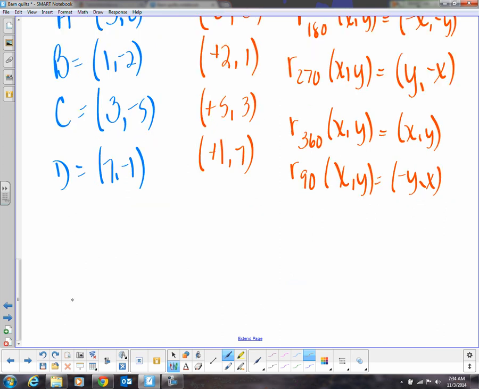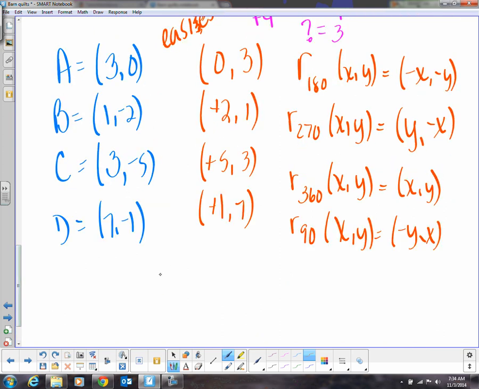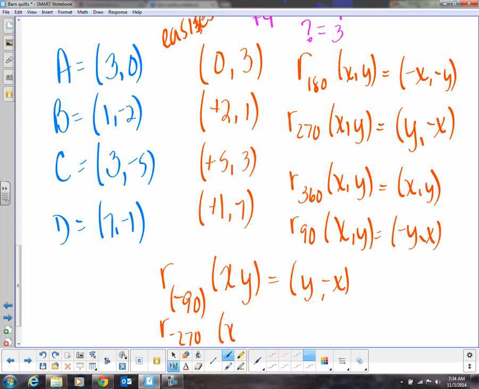All right, so what if I ask you to rotate in a negative direction? What if I ask you to rotate negative 90? What is that equivalent to? It's equivalent to 270. And our 270 was switch them, take the opposite of the second. And then a rotation of negative 270 is equivalent to 90. So that means switch them and take the opposite of the first.